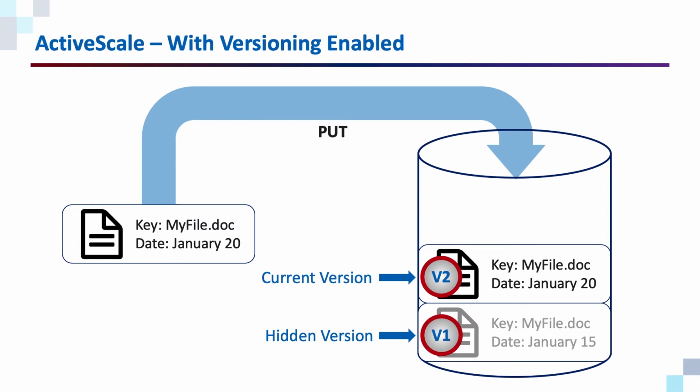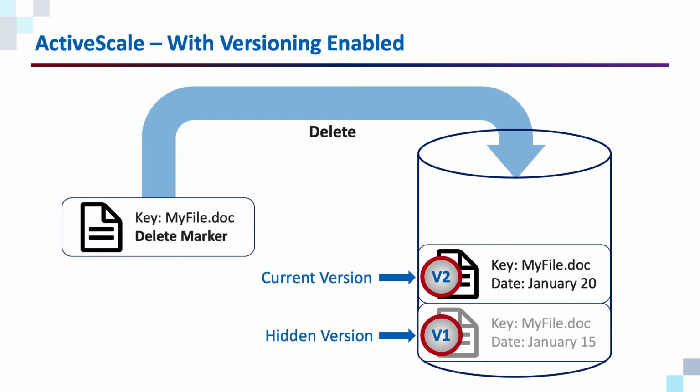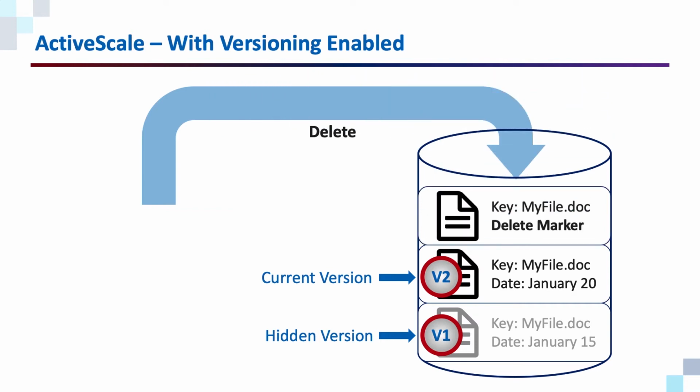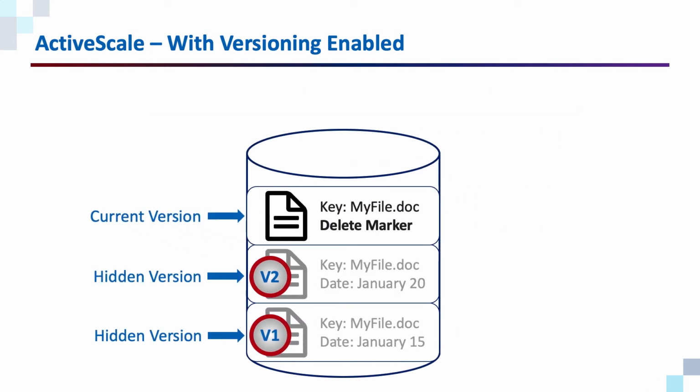Versioning also protects you against deletes, and this becomes very relevant in the defense against ransomware attacks. When a delete is issued, the previous versions aren't really deleted. ActiveScale writes a deletion marker which simply hides previous versions from view, and those previous versions can easily be recovered.